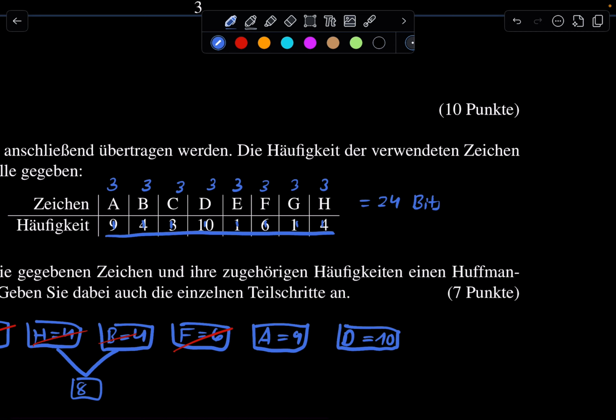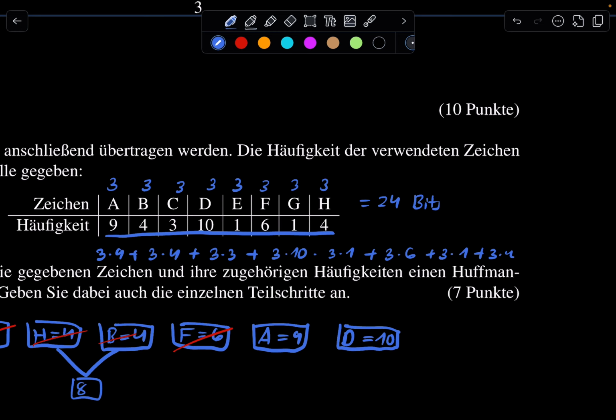However, in this case, we have a different amount of characters. We have a 9, 4, 3. So it's going to be 3 times 9 plus 3 times 4 plus 3 times 3 plus 3 times 10 plus 3 times 1 plus 3 times 6 plus 3 times 1 plus 3 times 4, right? It's not that difficult, but it is a lot of 3s.